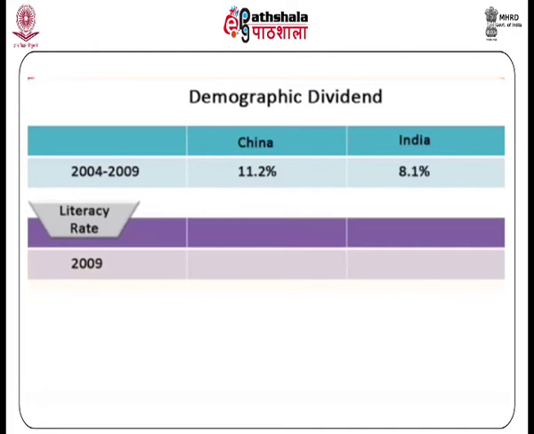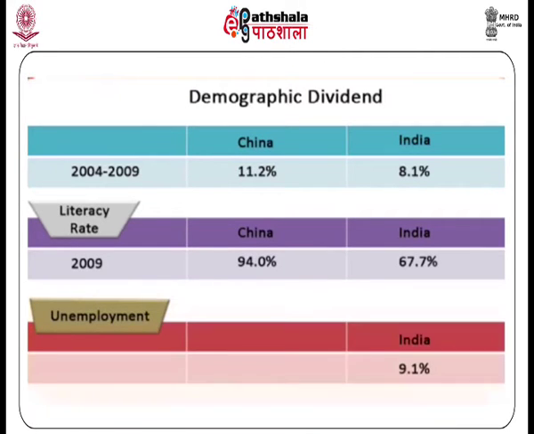In 2009, India's adult literacy rate stood at 67.7% of the population aged 15 plus, compared to 94% in China. Further, India's unemployment rate was 9.1% in 2009, while China's was 4.3%. Besides, India's population growth will create pressures on the country's inadequate infrastructure.